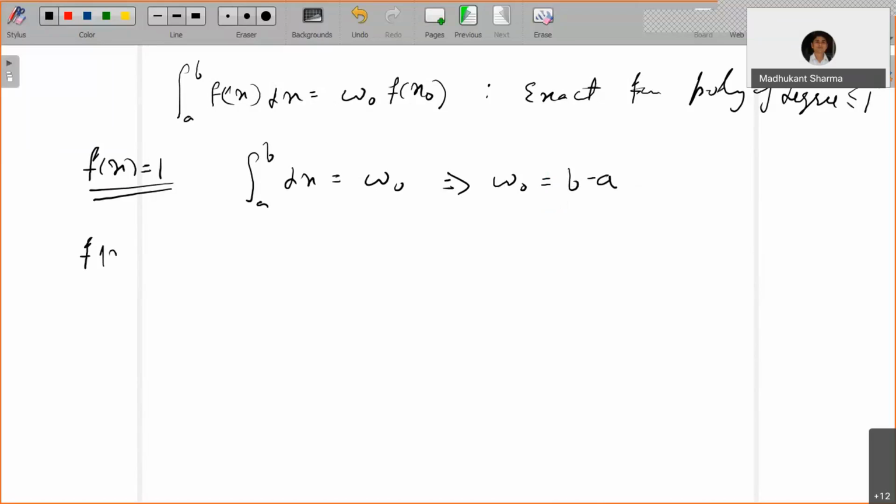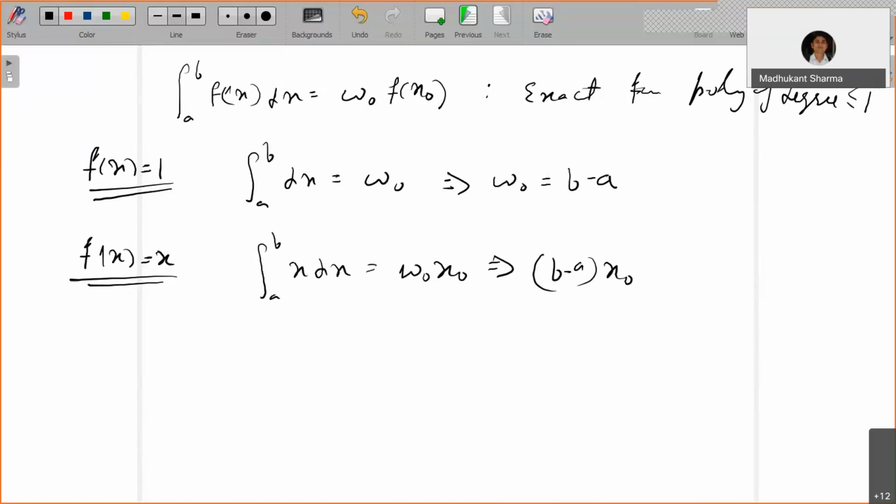Now the second condition, f of x equals x, it should also be exact for this. So what you will have, integration a to b x dx equals w naught times f of x naught, which is x naught. This will imply, but w naught value is b minus a, times x naught equals the left hand side. If you evaluate x square by 2, upper limit minus lower limit, that is b square minus a square by 2. Now b minus a will get cancelled on this side. So what this gives you is x naught is nothing but the midpoint.